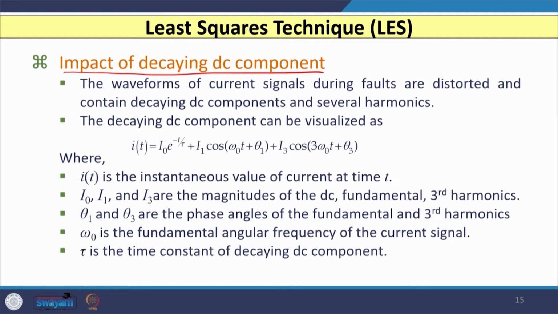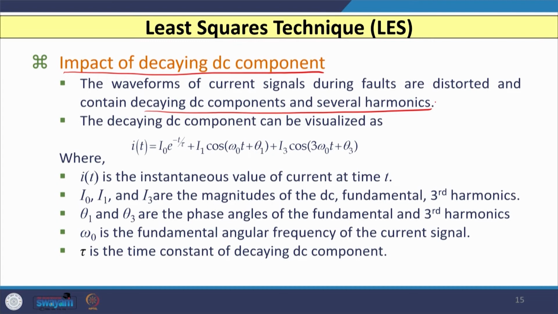Now, to understand the impact of the decaying DC component on the LES algorithm, let us consider the current signal. When we acquire the current signal in case of a fault, the waveform is distorted, and the signal contains a decaying DC component along with several harmonics and the fundamental term. The decaying DC component is given by I 0 e raised to minus t by tau, where tau is the time constant of the decaying DC component, plus the fundamental term I 1 cos omega 0 t plus theta 1, and the third harmonic term, I 3 cos 3 omega 0 t plus theta 3.